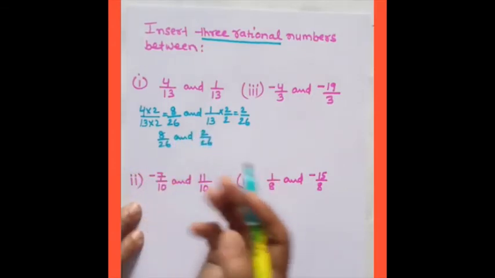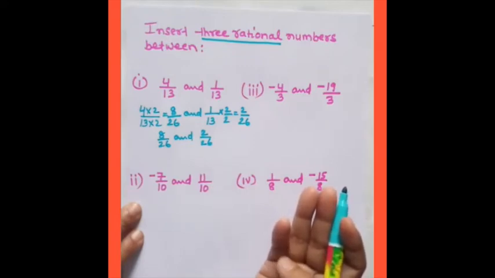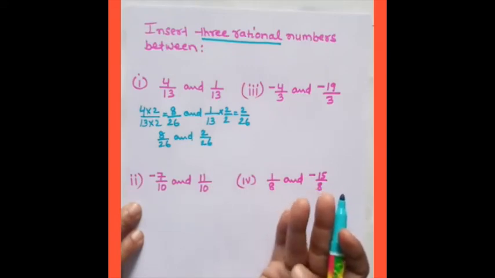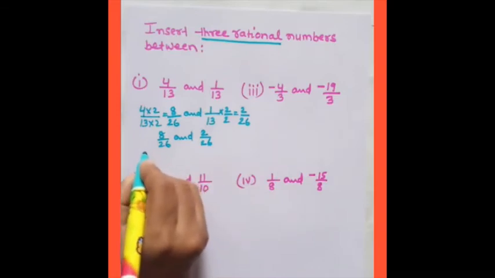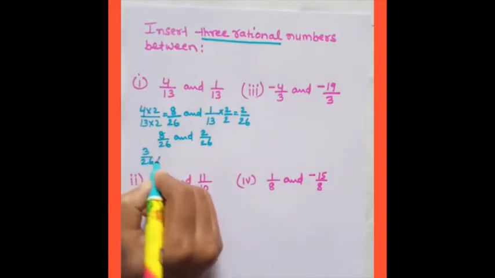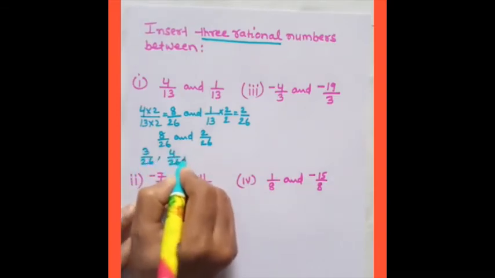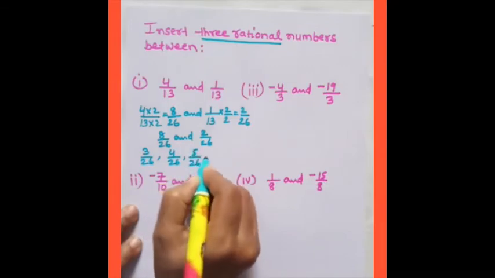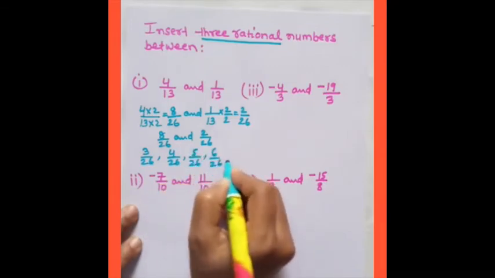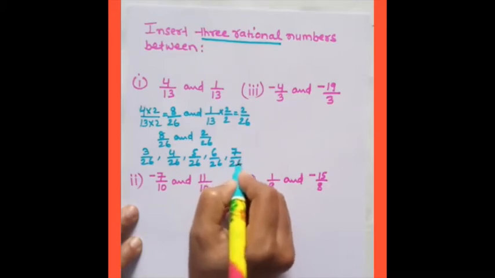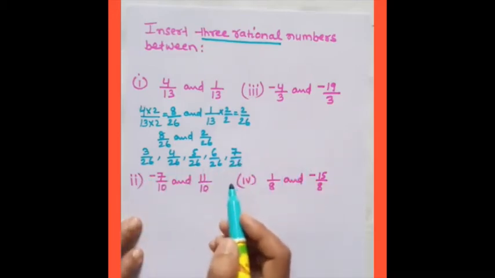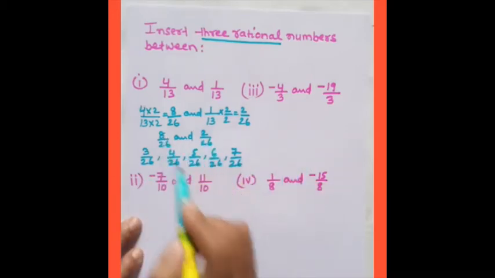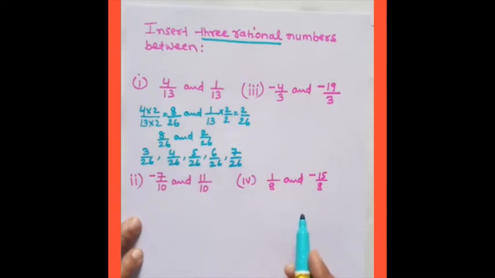Now you see 3 by 26, 4 by 26, 5 by 26, 6 by 26 and 7 by 26. Isn't it? 3 by 26, 4 by 26, 5 by 26, 6 by 26, 7 by 26 lie between 2 by 26 and 8 by 26. That means between 1 by 13 and 4 by 13. Isn't it? Now look here.